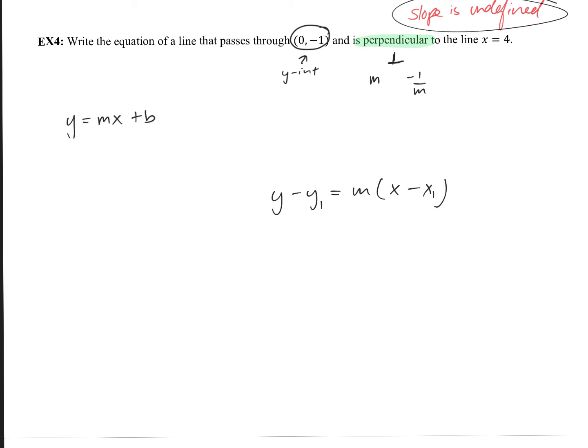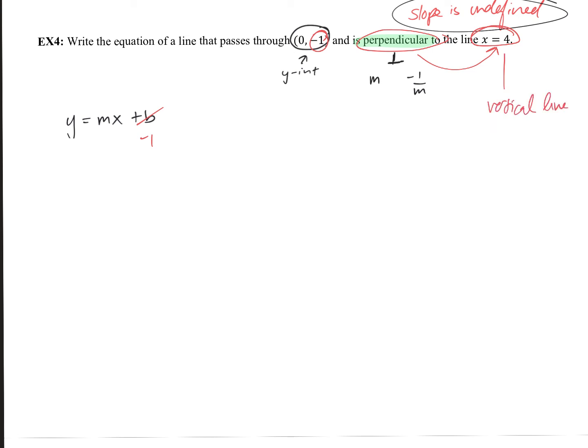Okay, so we're using the slope-intercept form because we're given the y-intercept. Let's go ahead and plug in that y-intercept. Should be -1. And now we need the slope. Well, we're not given the slope, but we're told that my line is perpendicular to this one. Well, that is x equals 4. Hey, that is a vertical line, which means its slope is undefined. Or, that's a number over 0, right?